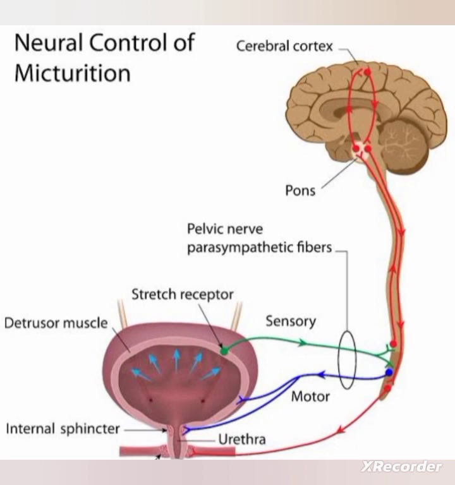In neurogenic bladder, when the nerves and nervous system are affected, this communication does not take place. That's why there is no control over the bladder function. That leads to neurogenic bladder.